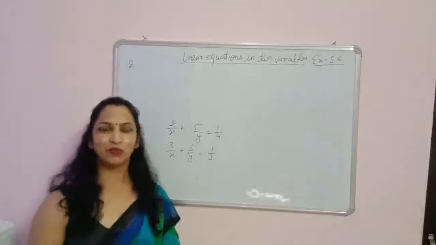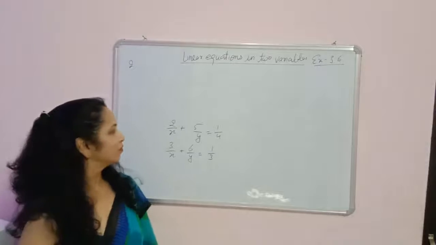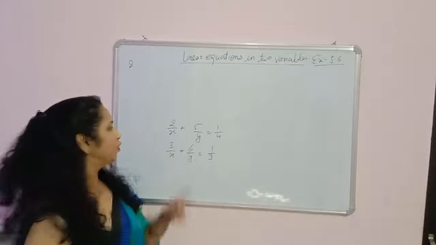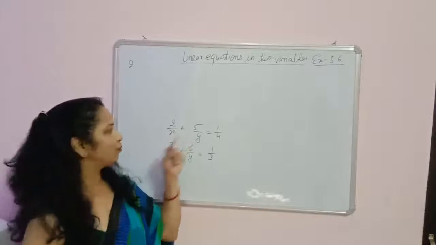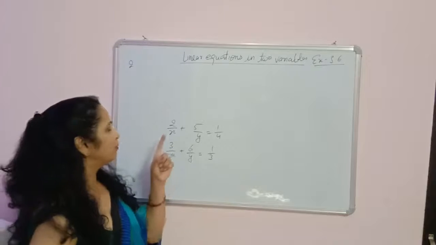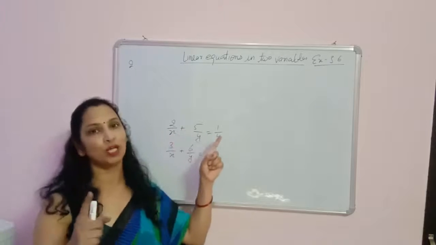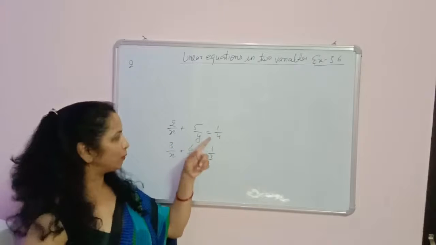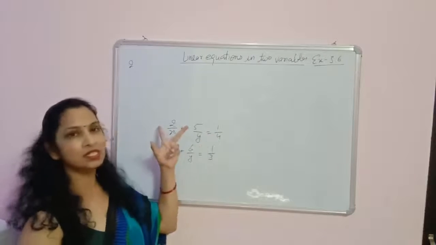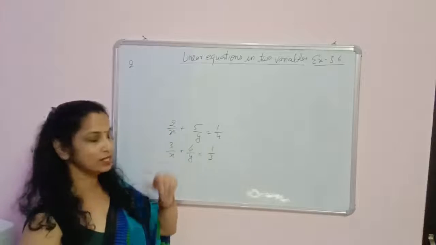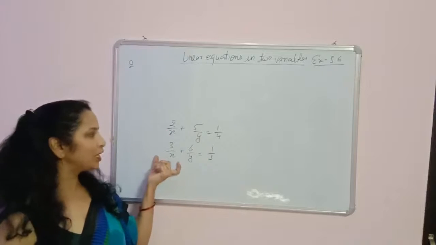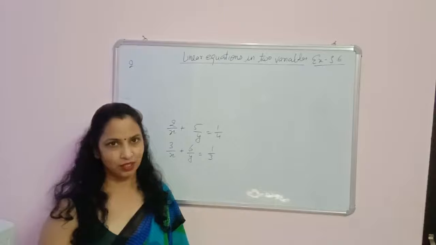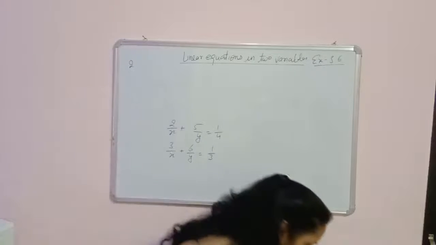So you will solve these equations by reducible method. You will take 1 upon x as a and 1 upon y as b. So the equation will be 2a plus 5b is equal to 1 upon 4. Again you can remove fractions by cross multiplication, by multiplying this 4 towards this side. And same as it will be 3a plus 6b is equal to 1 upon 3. So you can solve the equation by reducible method.